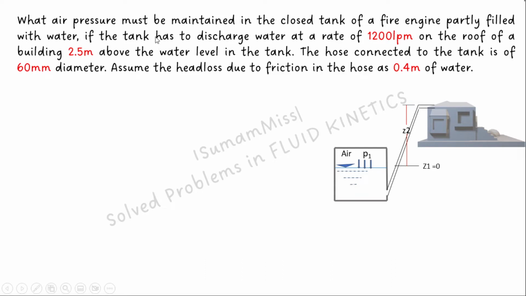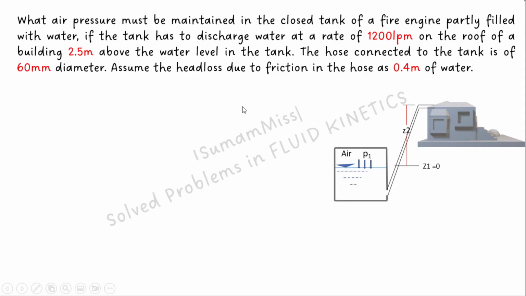In this problem, a fire engine is used to discharge water to the rooftop. This is the tank of the fire engine, partially filled with water. We have to find out the pressure to be maintained here so that we can discharge 1200 lpm of water on the roof of this building, which is at a height of 2.5 meter above the water level in the tank. The hose connected from this tank to the rooftop has a diameter of 60 mm and the friction loss is given as 0.4 meter of water. So we have to get the value of the air pressure above the water surface in the tank.